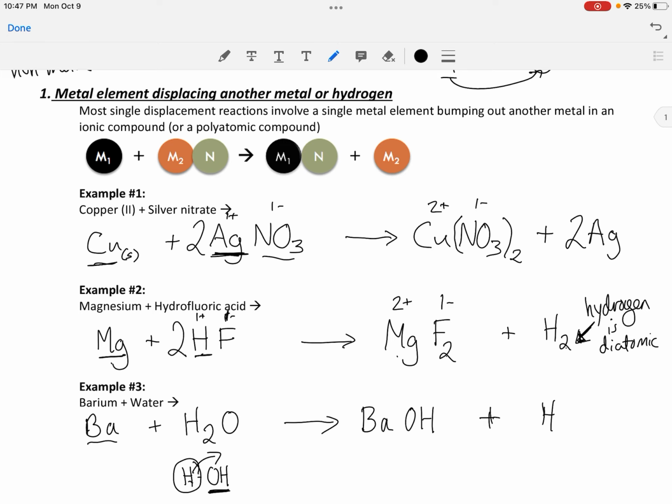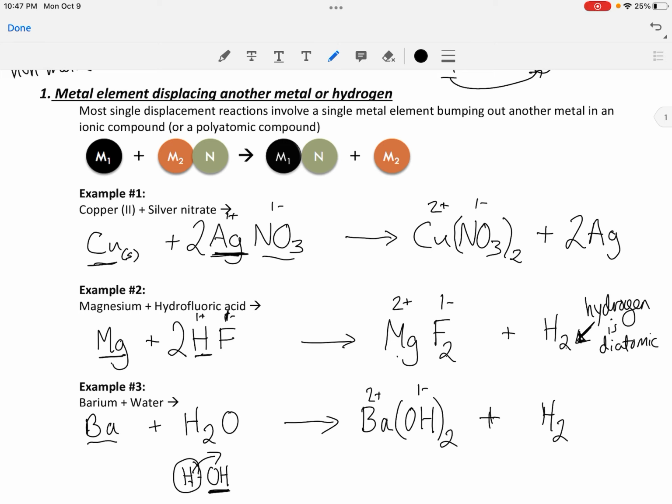Now let's do our chemical formulas. Barium has a charge of 2. Hydroxide has a charge of negative 1. So I'm going to need 2 hydroxides for every 1 barium. And hydrogen, we said, was diatomic, so that needs to be H2.